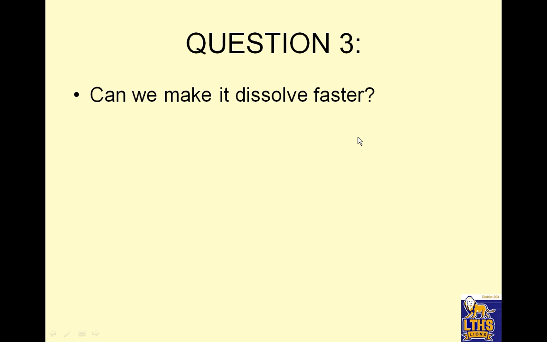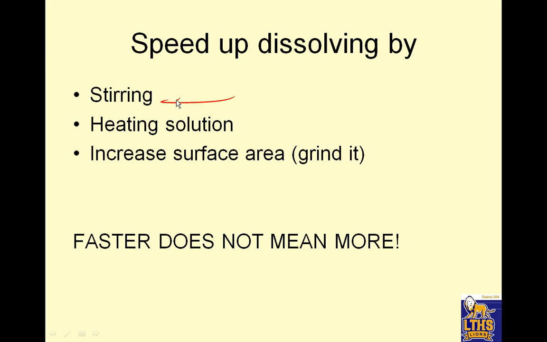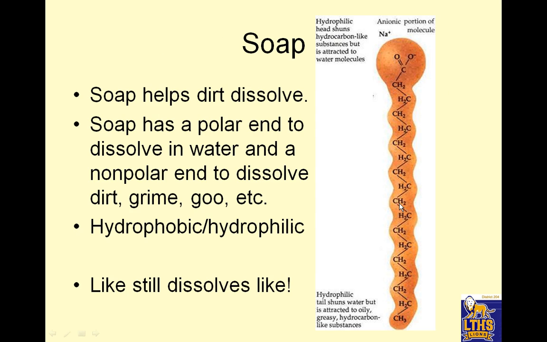But okay, so question 3, can we make it dissolve faster? I think you might know this one. If you want something to dissolve faster, what can you do? Well, you can stir it. You can increase the surface area, grind it up, or you can heat it up. Those are 3 ways to get it to dissolve faster. But faster does not mean you can get more to dissolve necessarily. Okay? So this is how you make it dissolve faster. But that doesn't mean you can dissolve 5 cups of sugar into 1 drop of water.